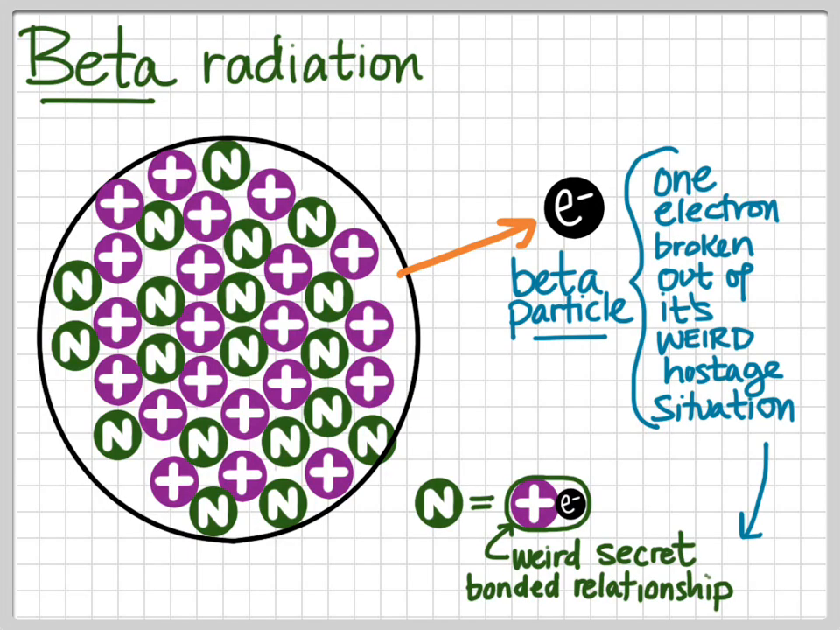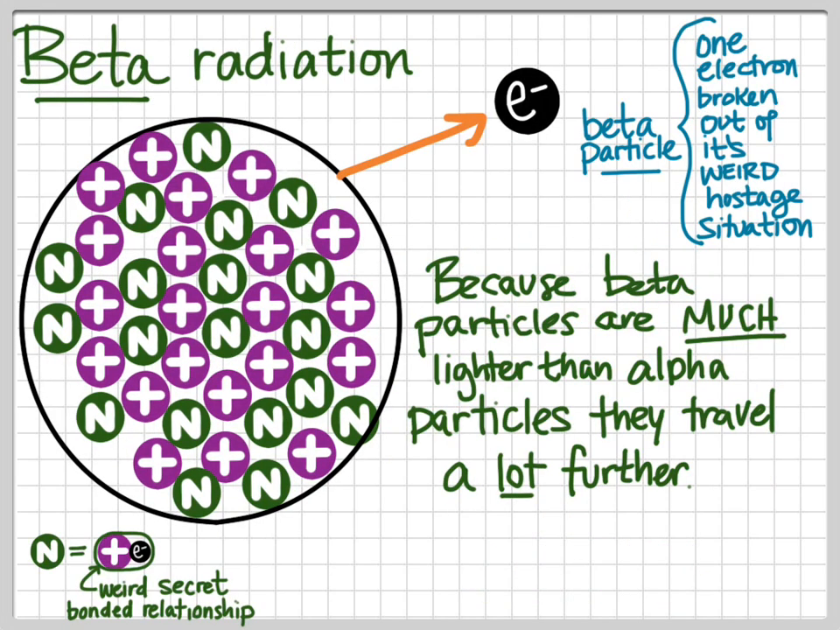You're right. It turns out that neutrons are really an electron and a proton living in this weird, secret, bonded relationship. So in the case of beta radiation, one of those neutrons breaks apart and the electron gets kicked out. So sad. So the beta particle is actually one electron that's been broken out of its weird sort of hostage situation in the nucleus. So beta particles are much lighter than alpha particles. I mean, electrons have hardly any mass whatsoever, which means they travel a lot further.